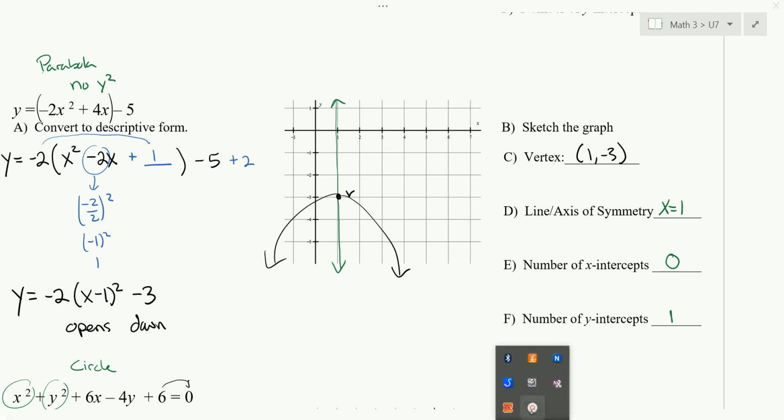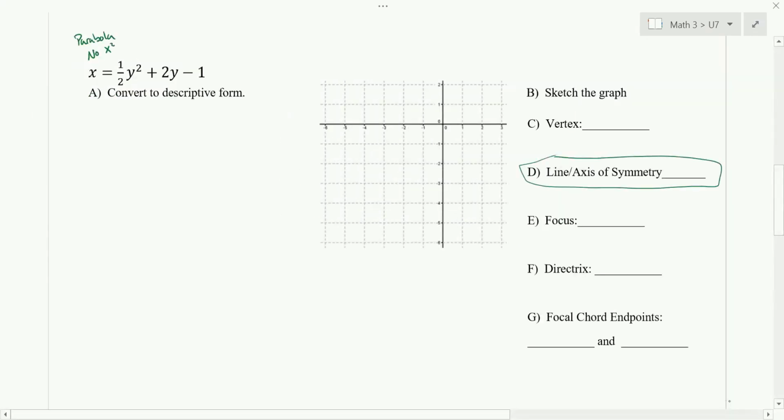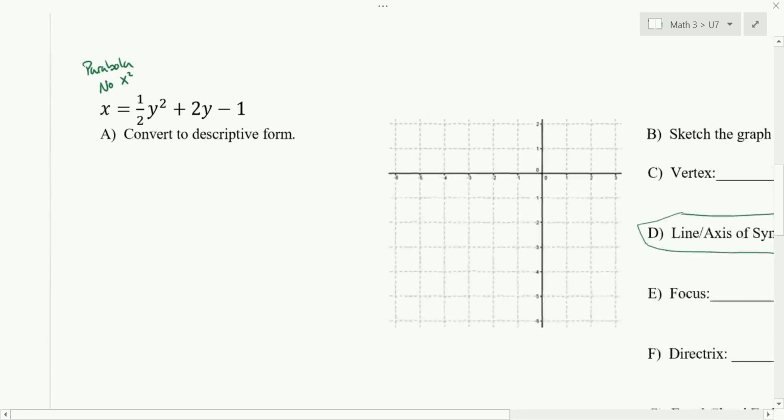Your homework. All right, you guys, again, are the experts, right? Test is coming up. We've been doing this stuff. I want to convert this to descriptive form. What's the first step?